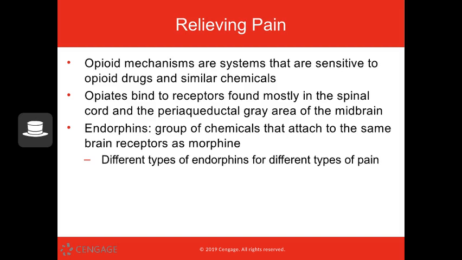But opioids work by relieving pain. We have opioid mechanisms that are sensitive to opioid drugs and similar chemicals. They bind to receptors found mostly in your spinal cord and your periaqueductal gray area of the midbrain, and these basically help prevent pain signals from getting to where they need to get. Endorphins are a group of chemicals that attach to the same brain receptors as morphine. There are different endorphins for different types of pain.